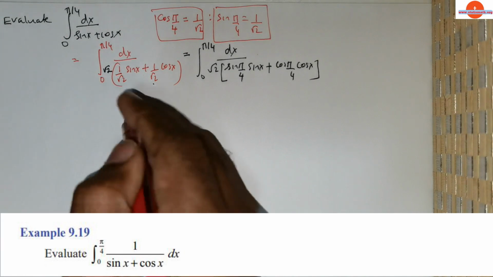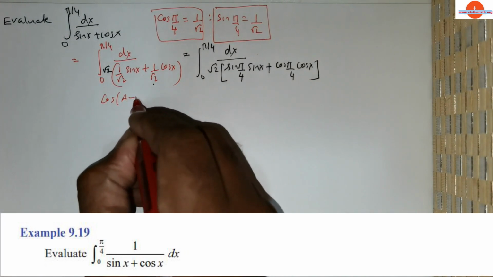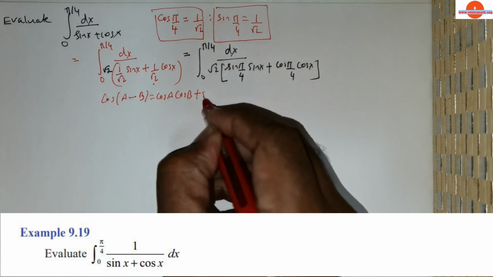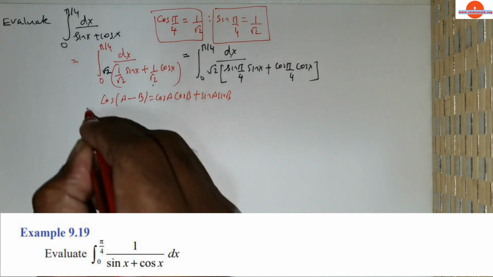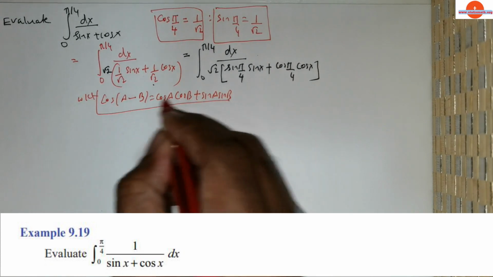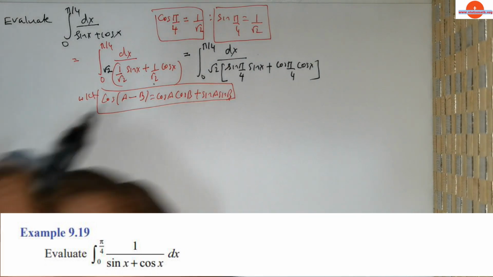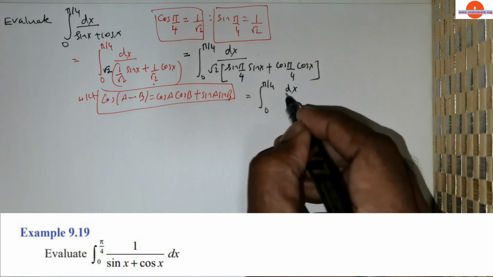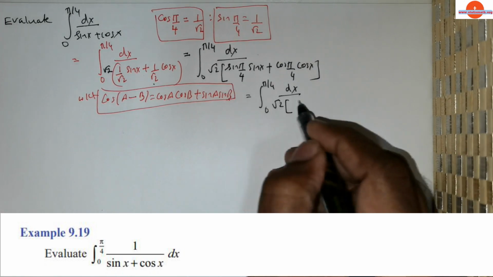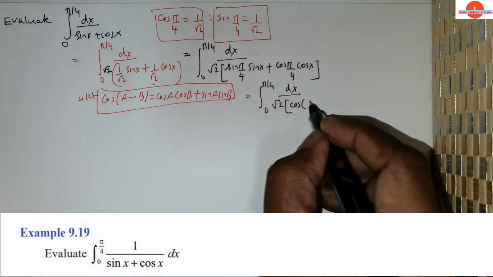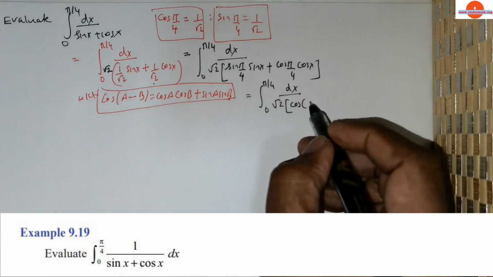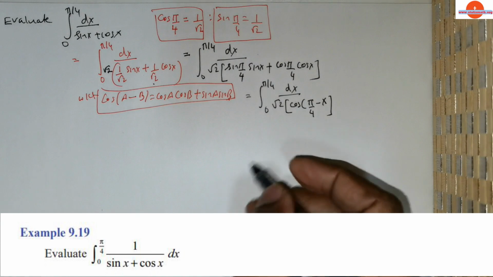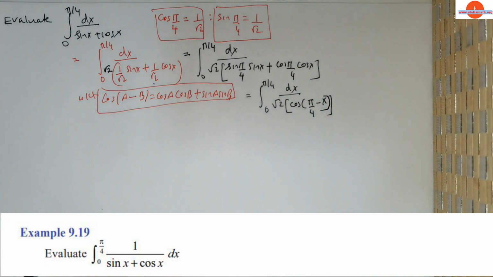Now, you would have studied a formula which is cos of A minus B is equal to cos A cos B plus sine A sine B. We know this formula. Now, because we know this formula, the given integral can be rewritten as integral 0 to pi over 4 dx divided by root 2 times cos of A minus B. So in this case, you can take the value of A as pi over 4, B value is x. So this is how you can rewrite it.